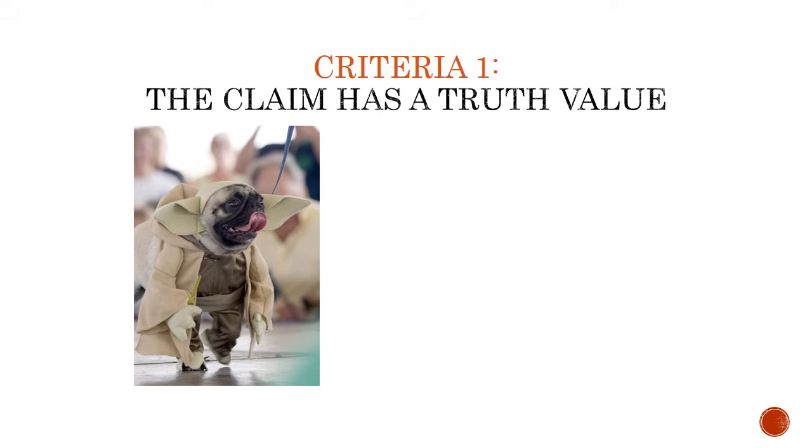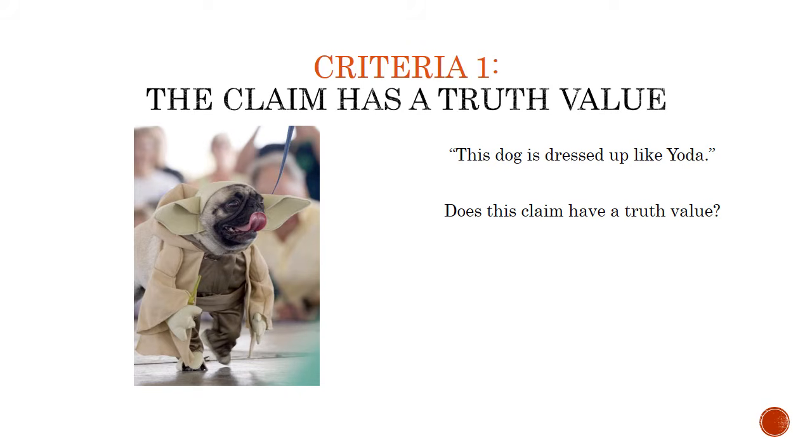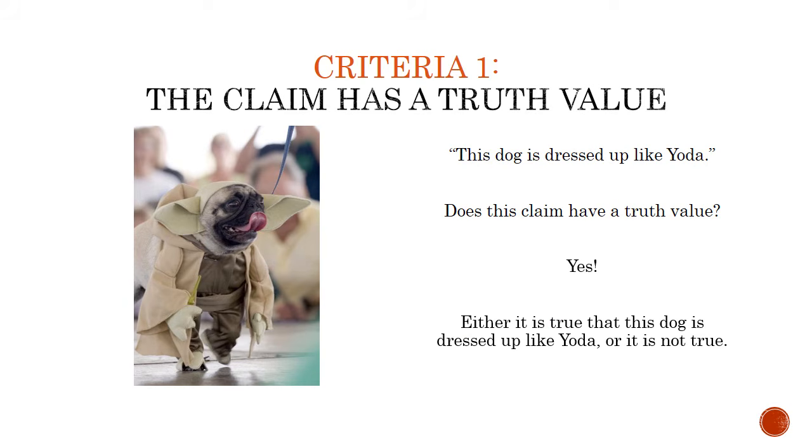Taking a look at our original objective claim, this dog is dressed up like Yoda, we have to determine whether this claim has a truth value. Yes, it certainly does. Either it is true that this dog is dressed up like Yoda, or it is not true. In this case, we would probably all agree that it is true, and therefore its truth value is truth.